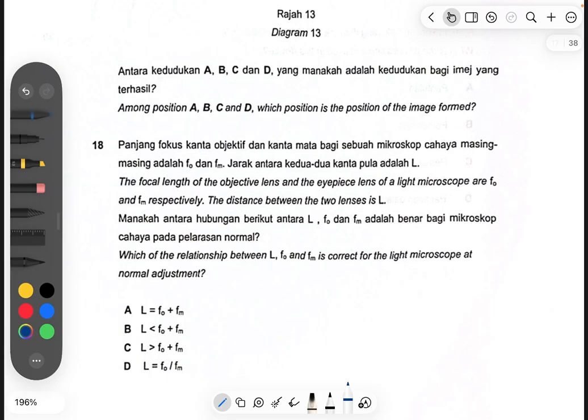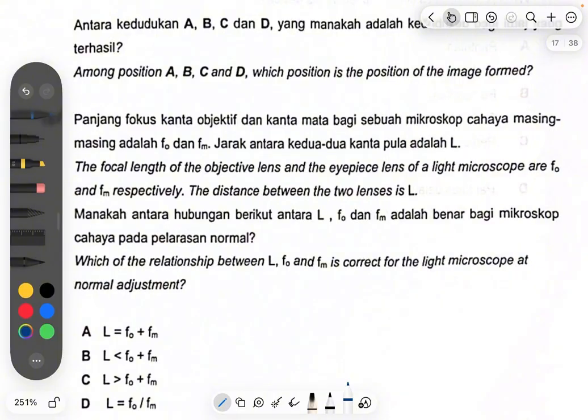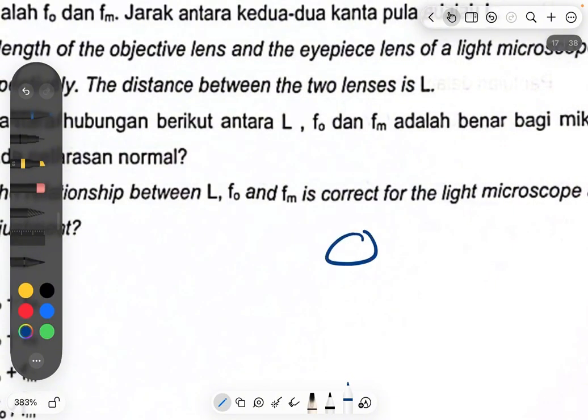Next, which of the relationship L, O and M is correct for a light microscope in normal adjustment? No, I don't remember this. Okay, jap. The focal length of the objective lens and eyepiece lens of a light microscope. Okay, kalau light microscope, you nak pakai nak tengok like bacteria kan.